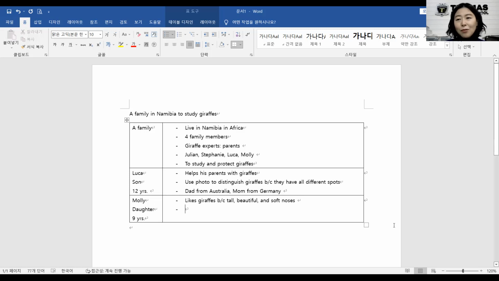Okay. Can you remember the name of her favorite giraffe? That is Melvin. Okay, good job. Then she talks about bad things about living in Namibia. What is it? Yes, it's not seeing their relatives, such as grandparents, uncles and aunts, and cousins.